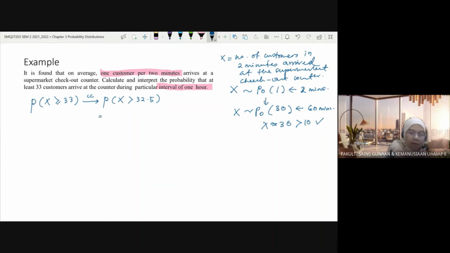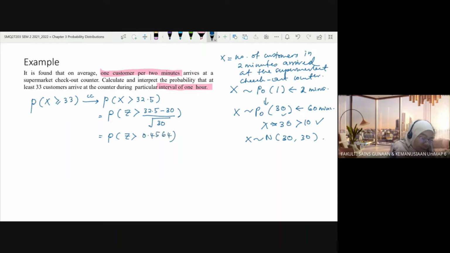Then we transform that using the standard normal. So x becomes z, greater than 32.5 minus 30, the mean, divided by the standard deviation. In this case, x is approximated to normal N(30, 30), so the standard deviation will be the square root of 30. Calculating for z, you will get 0.4564.